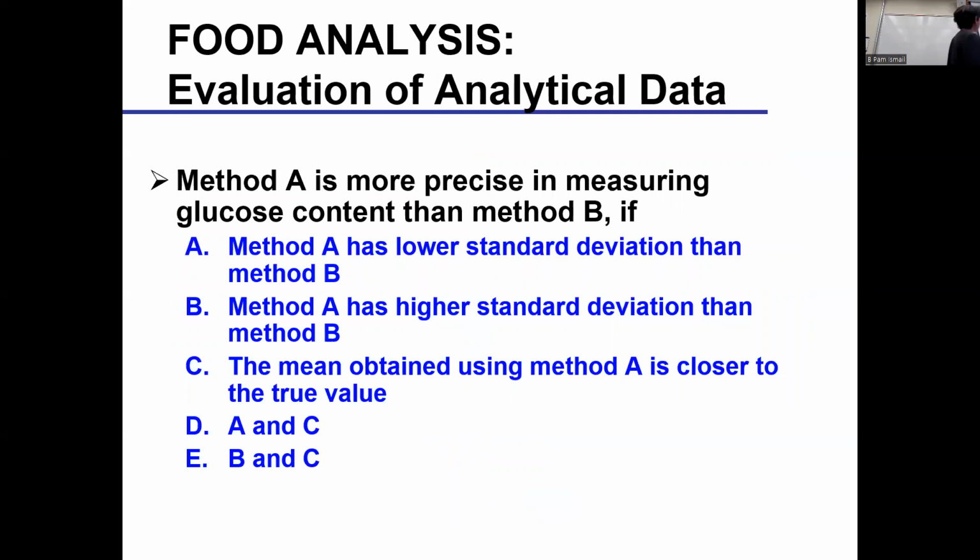Let's see here. Method A is more precise in measuring glucose content than method B: A, if method A has lower standard deviation; B, if method A has higher standard deviation; C, if the mean obtained using method A is closer to the true mean; D, A and C; E, B and C. Just a sec. Go ahead, Taylor. A. Any other takers? Do you agree with Taylor? Yes, I do too. So yes, standard deviation has to do with precision. Coefficient of variation is based on the standard deviation and the size of the mean, so it also has to do with precision. C has to do with accuracy. Okay, so A is the answer.